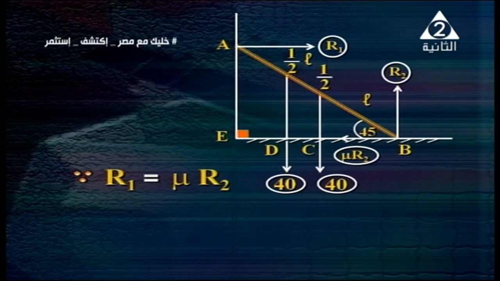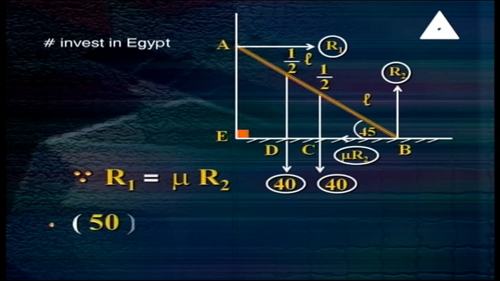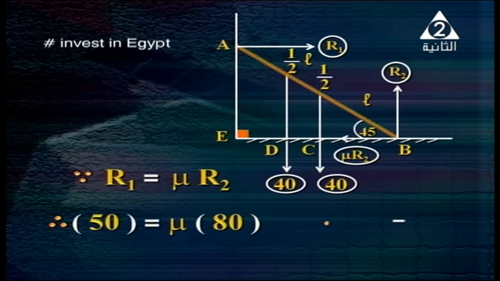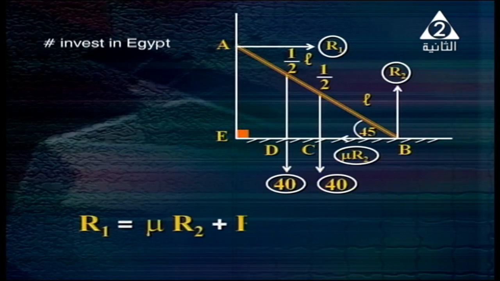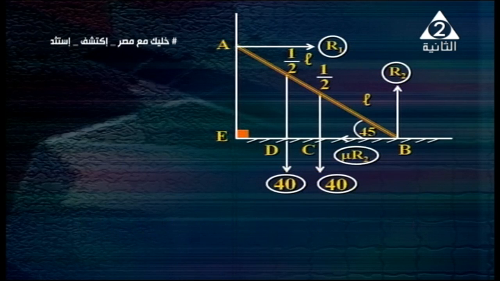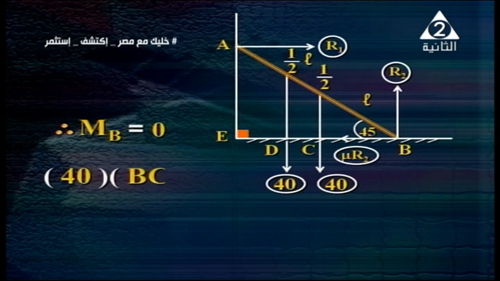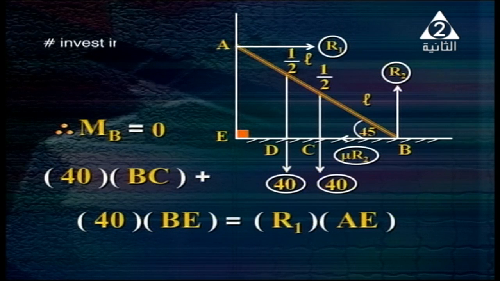Since R1 equals mu R2, by substitution of R1 and R2 to find the value of the coefficient of friction force, mu equals 5/8. R1, my dear student, in the second equation equals mu R2 plus F. What is the force F? R2 equals 80. Then take moment about B equals 0.